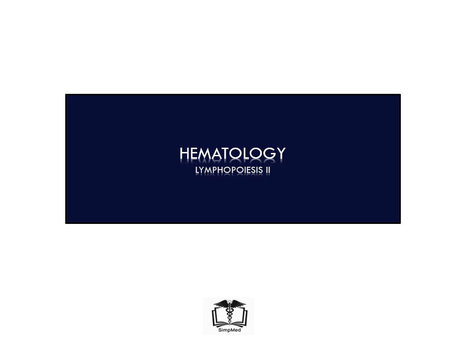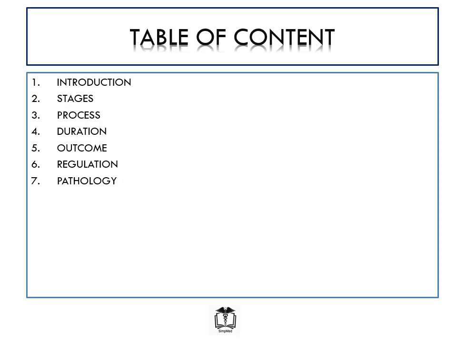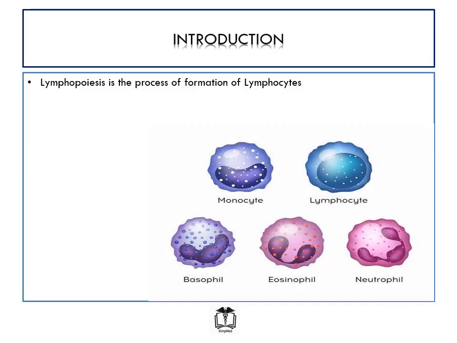Hi everyone and welcome to our model on lymphopoiesis 2. Lymphopoiesis is the process of formation of lymphocytes. We have two major forms of lymphocytes. This includes the B lymphocytes and the T lymphocytes. In this particular model, we'll be focusing only on the formation of the T lymphocytes. There's a separate model where we talk about the development of the B lymphocytes.